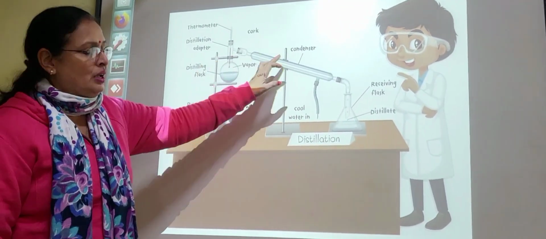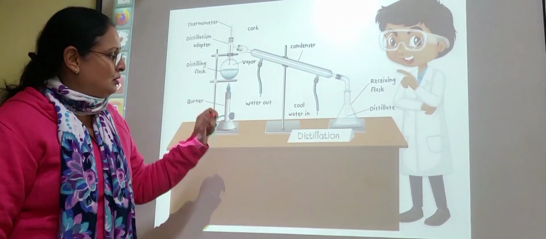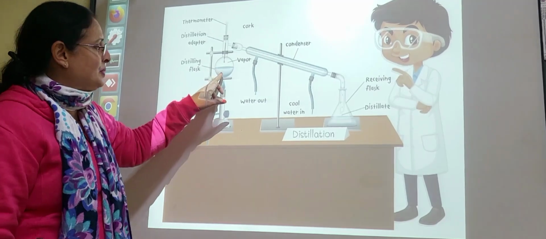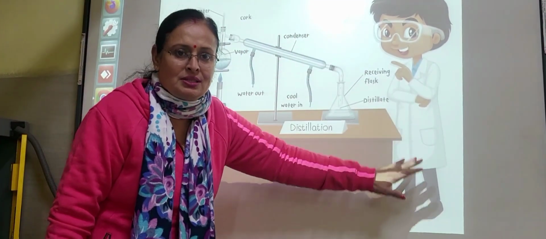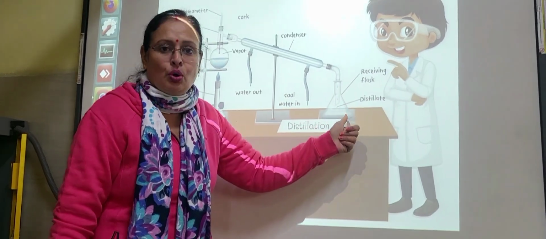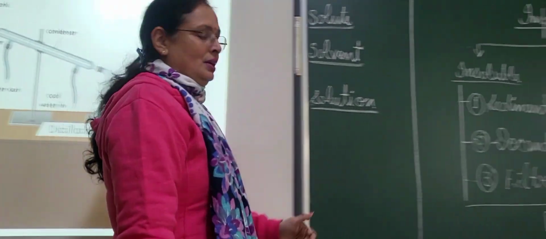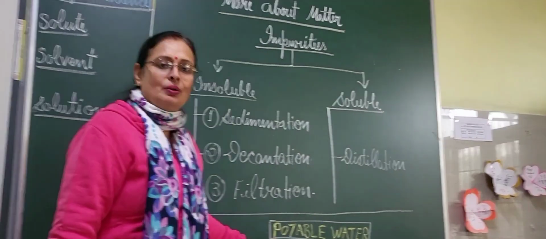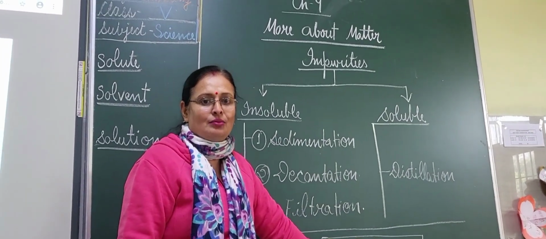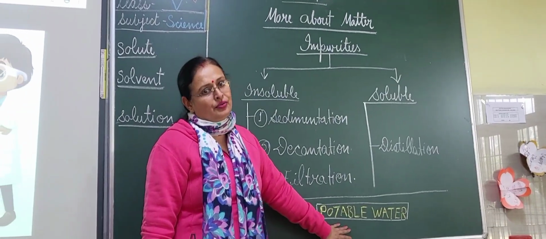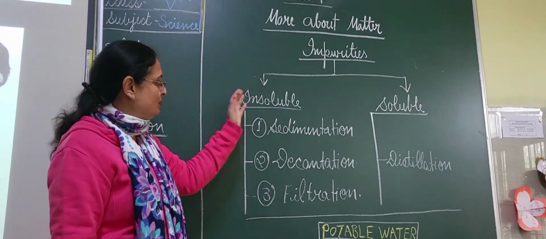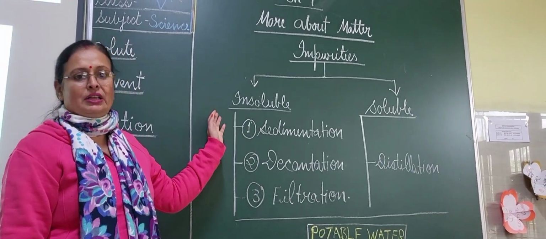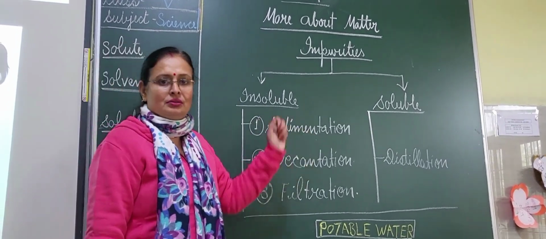And in this way, we can remove the soluble impurities that are present in this salt solution. This is the complete process by which we are getting the pure water. That pure water is known as potable water. This is the water which is fit for drinking. So kids, here you know how we can remove the soluble and the insoluble impurities from the water. Thank you.